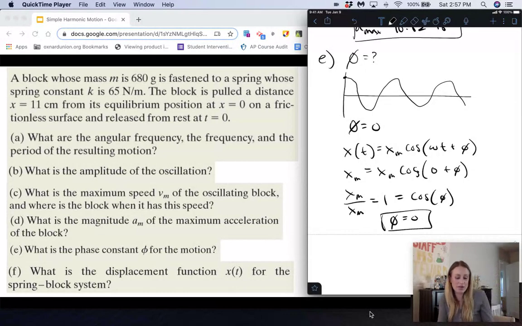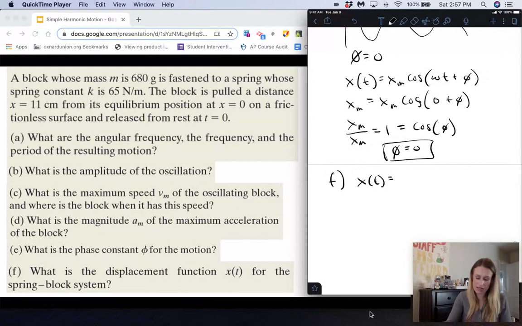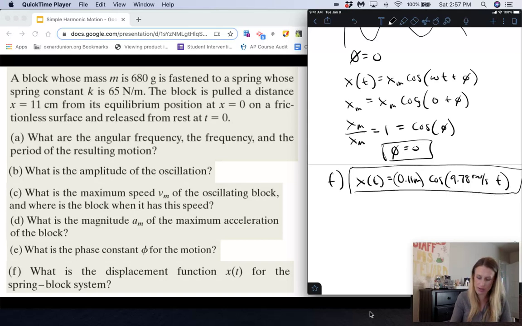So that's kind of proving it, but the graph also shows you that if you release it from a positive amplitude position, your phase constant will be 0. And then last but not least, part F, what is the displacement function for the spring block system? Our displacement function will be the amplitude, which was 0.11 meters, times the cosine of the angular velocity, which was 9.78 radians per second, times time. So that is our displacement function as it varies with time.